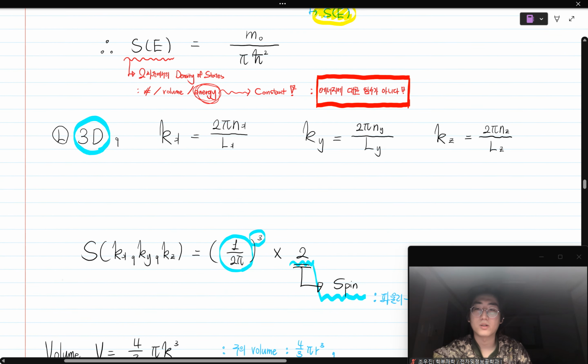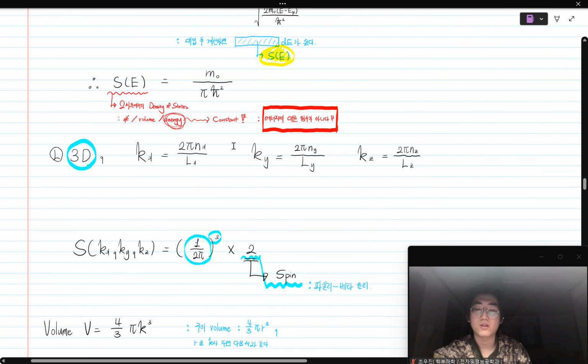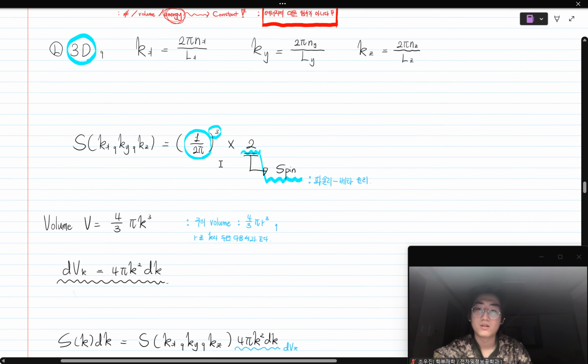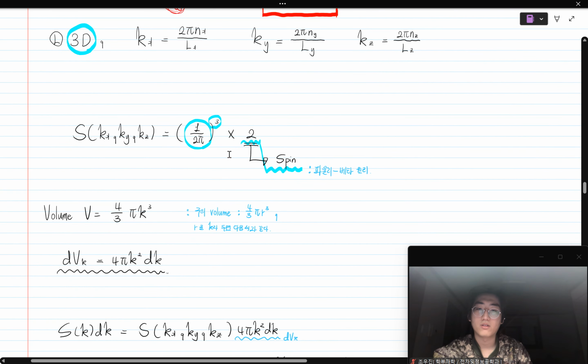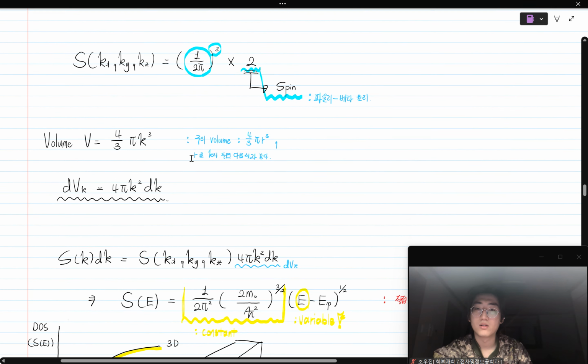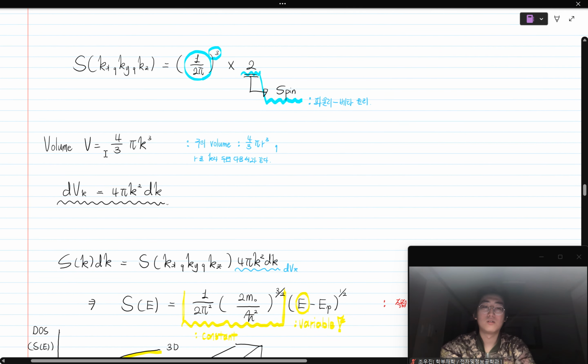Next thing I'm gonna talk about is third dimension. In third dimension, there is some kx, ky, kz. And in the same way, we should times two by this one. And the volume of a sphere, we learned this in middle school, as 4 over 3 times pi times k squared.